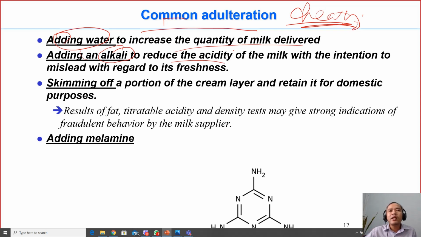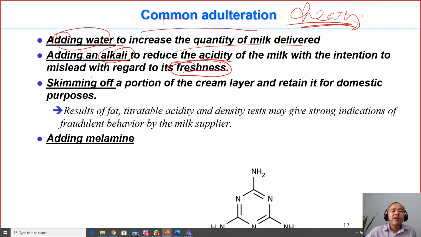If they leave milk at room temperature for a while, it becomes acidic, it becomes sour by natural fermentation, and then they use alkaline to neutralize the acidity, to cheat the freshness, to increase the pH.